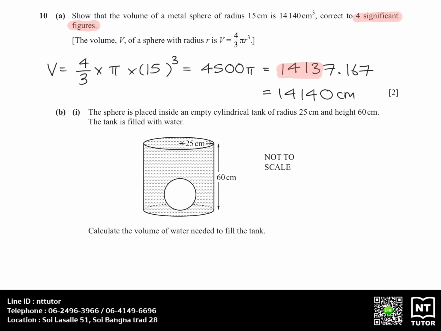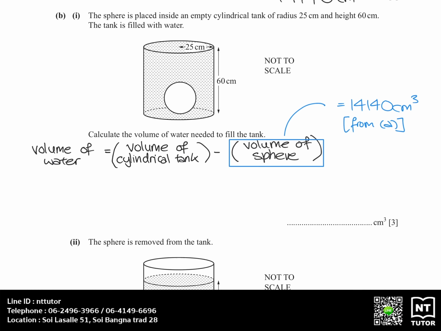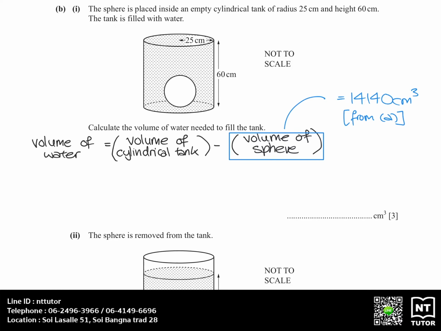B1. The sphere is placed inside an empty cylindrical tank of radius 25 centimeters and height 60 centimeters. The tank is filled with water. Calculate the volume of water needed to fill the tank. The volume of the water would be the volume of the cylindrical tank minus the volume of the sphere, which you already got from part A. So all we really need to do for this question is find the volume of the cylindrical tank.